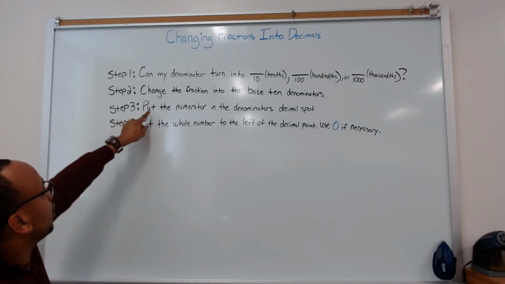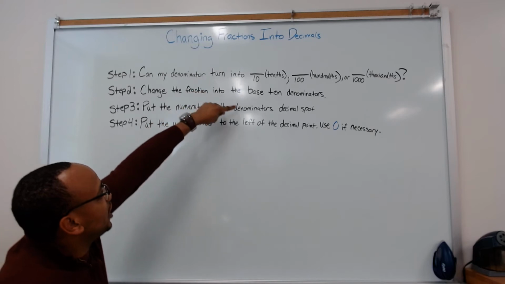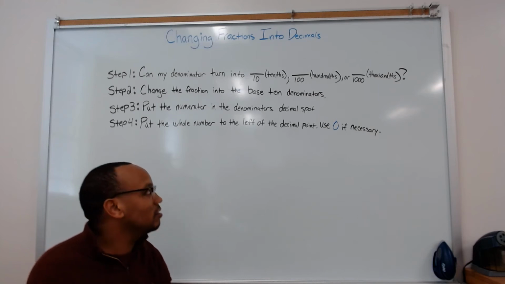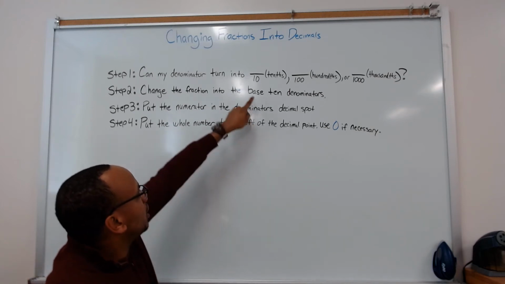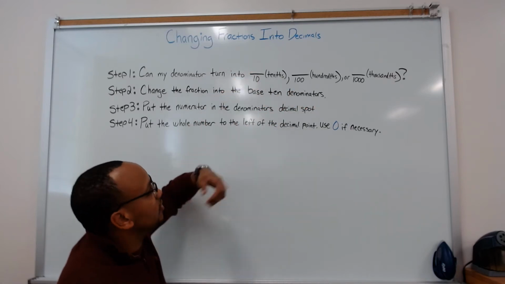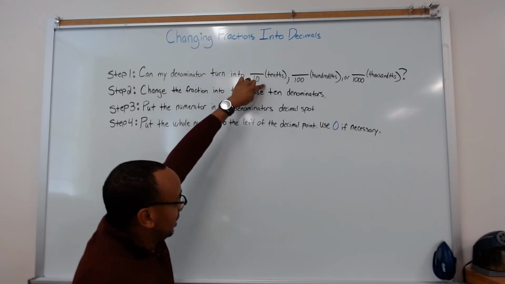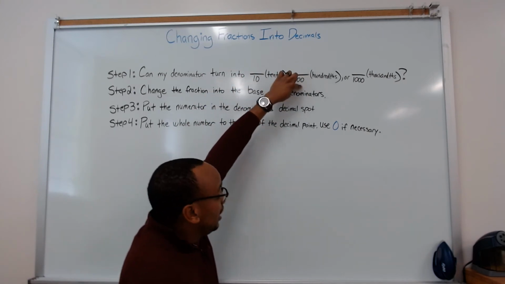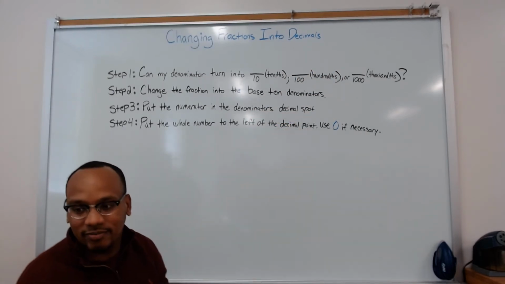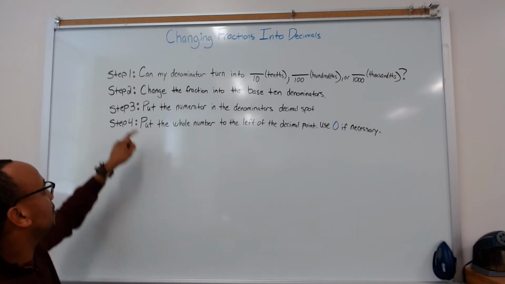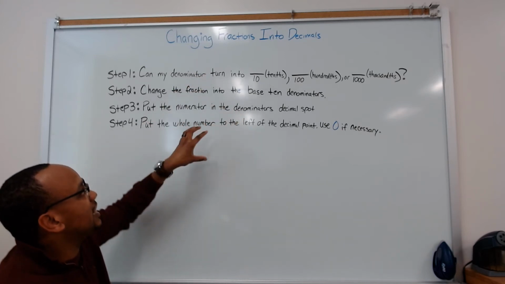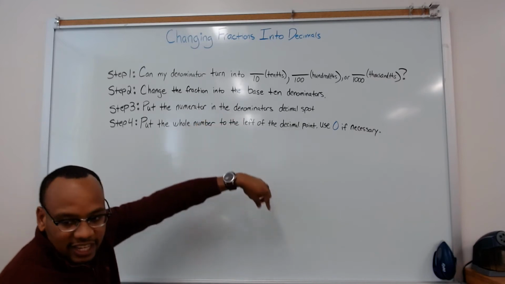Step three, I'm going to put the numerator in the denominator's decimal spot. What do you mean, Mr. Tran? Once I have a new fraction that has a denominator of tenths, hundredths, or thousandths, whatever my numerator is, I'm going to put that numerator in the tenths spot, the hundredths spot, or the thousandths spot, in the decimal spot. So this is the conversion from step 3, putting the numerator in the denominator spot. I'm literally changing it from a fraction into a decimal.